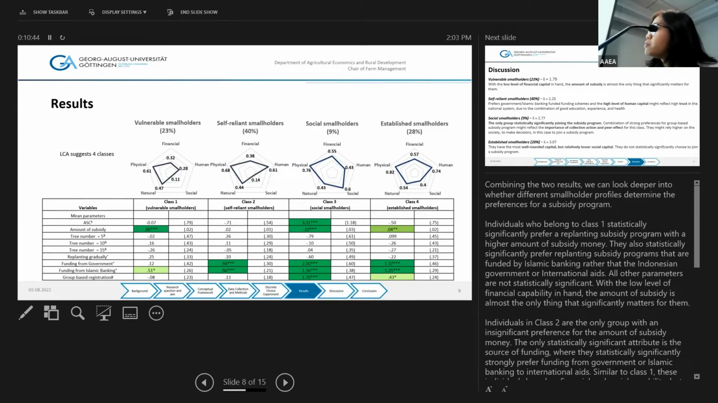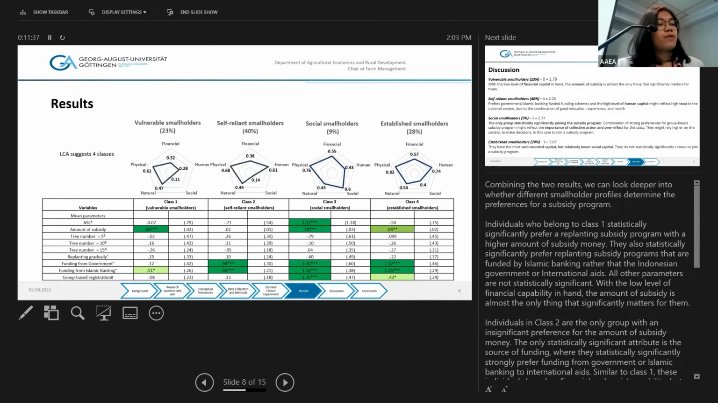So for the second category, interpreted as self-reliant smallholders, it's 40% of the respondents. They're interpreted as self-reliant because outside of social and financial capital, they have relatively quite good assets. And for them, the type of funding actually matters. So they prefer local funding, from the government or from the Islamic banking, relative to the funding from international sources.